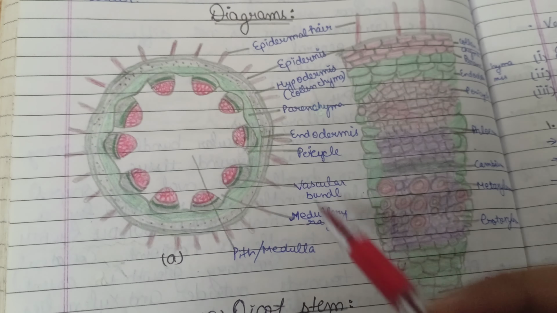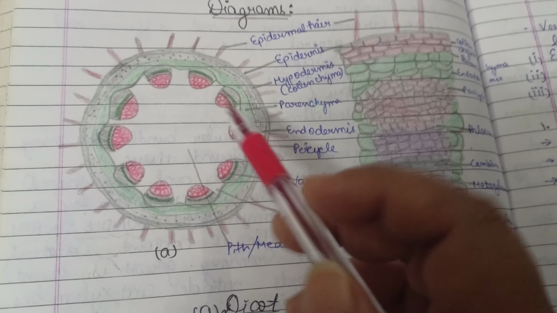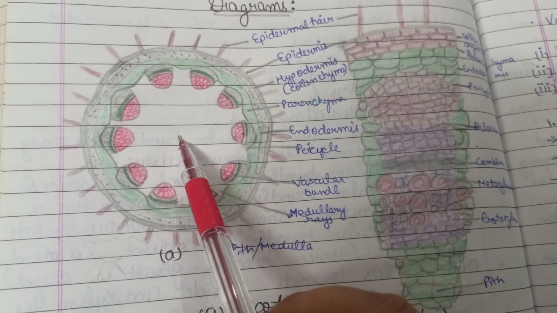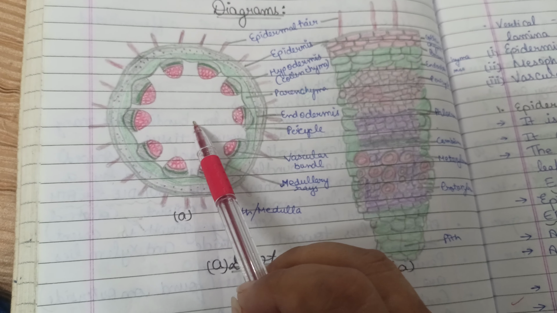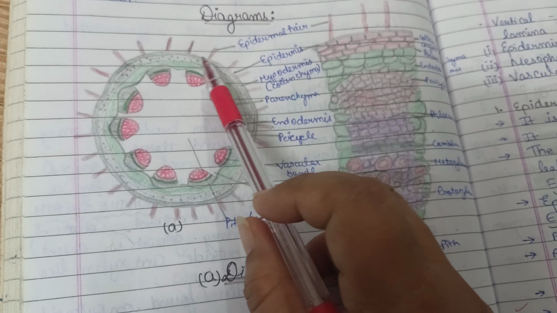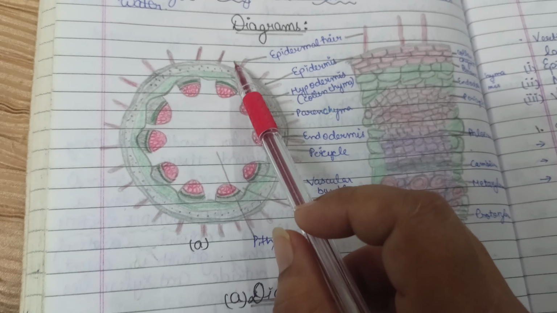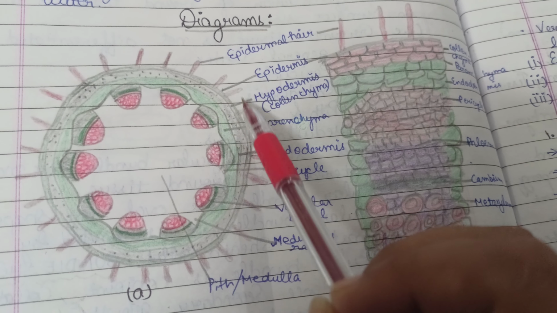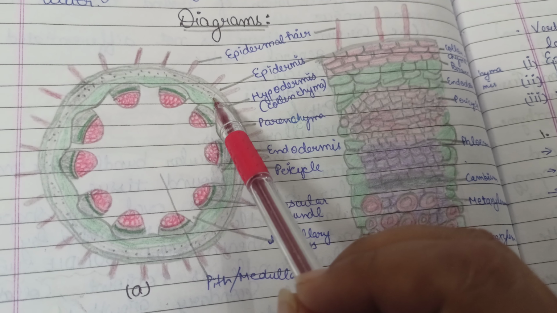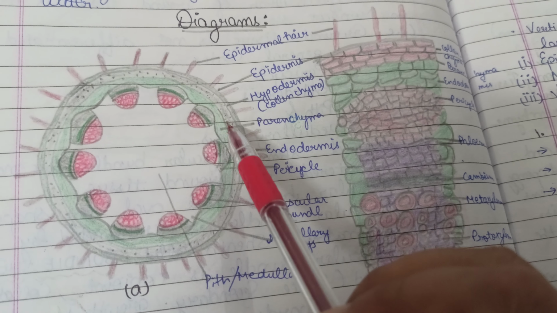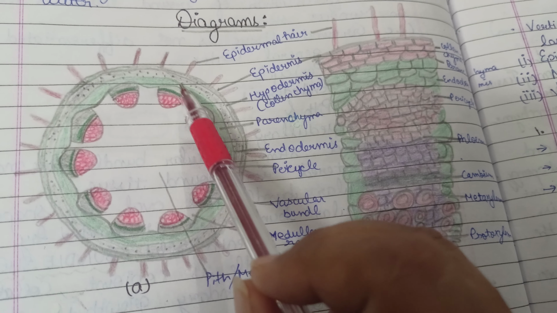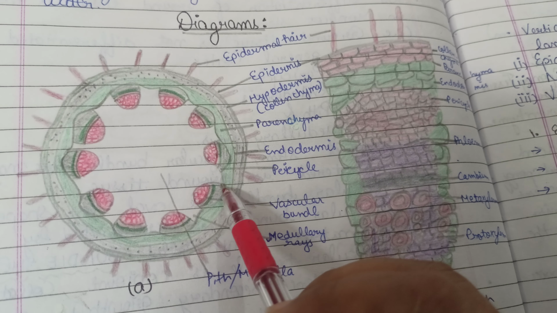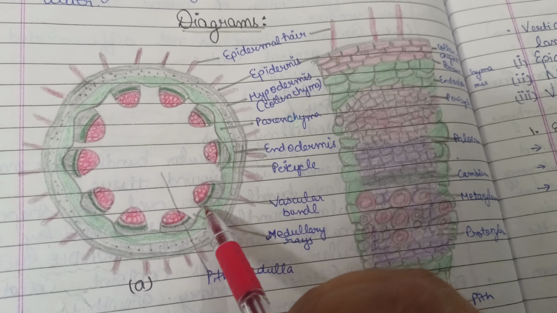Now you can see this is the structure of a dicot stem. This is the pith, which is the central part of the structure. This is the epidermis and these are epidermal hairs, which are present on both sides. This is the hypodermis, which is made up of collenchyma, and these are parenchyma tissues, and this is the pericycle.